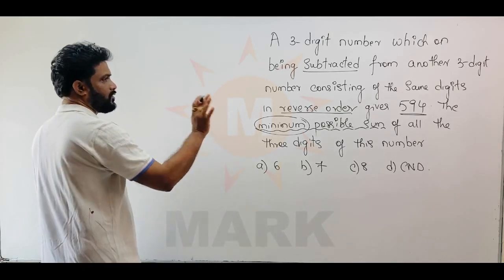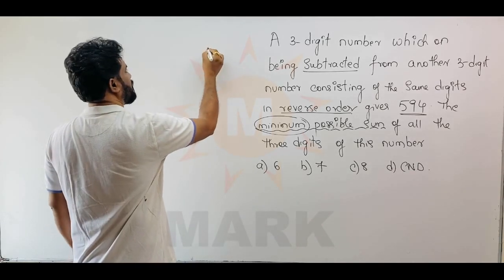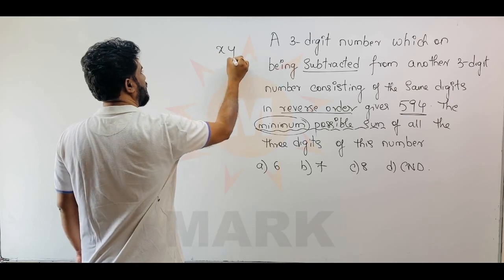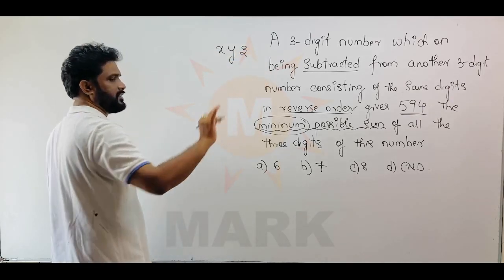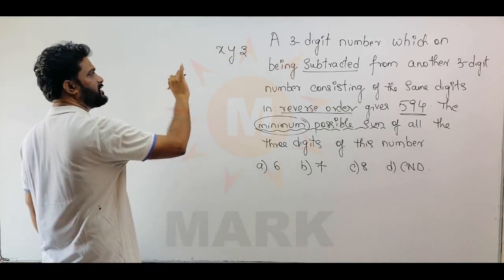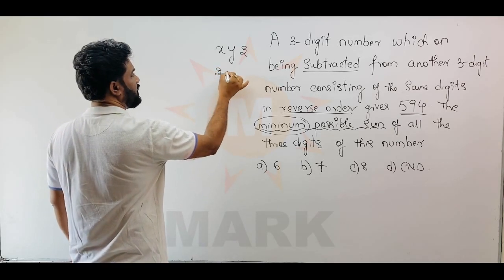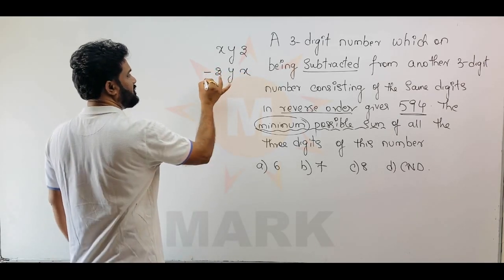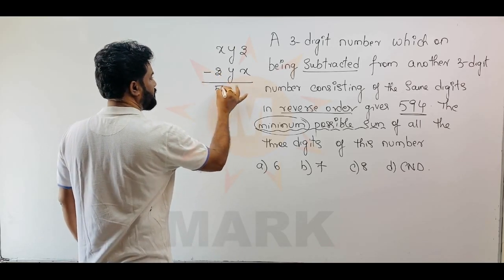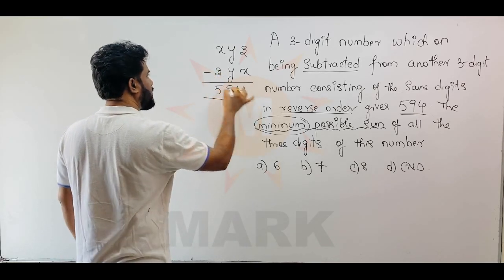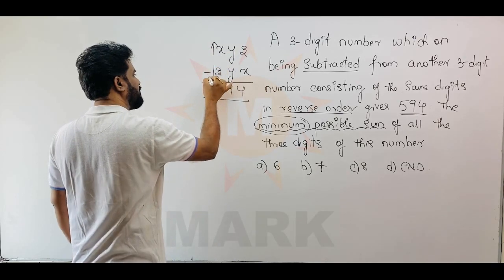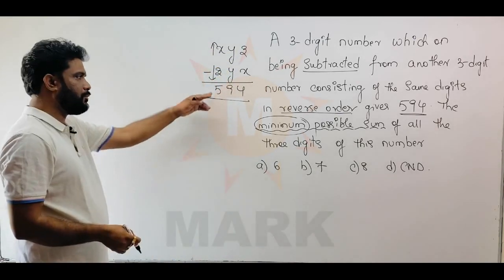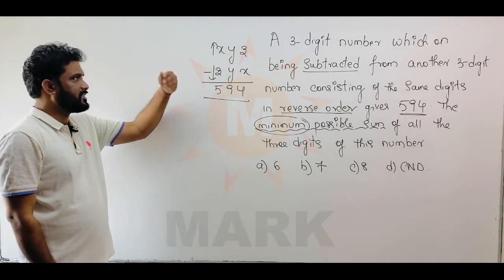So the question is explaining that, suppose there is a number called XYZ. If I reverse the digits, you will get ZYX. And if their difference is 594, then obviously X will have a higher value and Z will have a lower value, otherwise you cannot get a positive difference. X has the higher value.